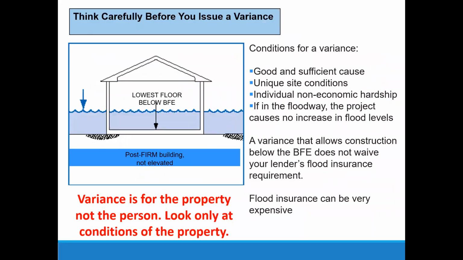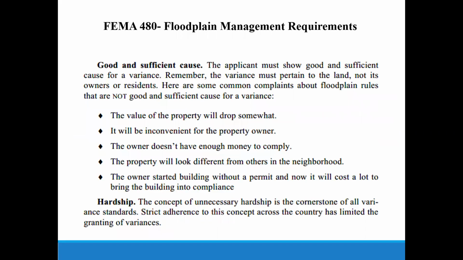And so again, think carefully about variances. I really dislike variances, and I get asked questions all the time. What is good and sufficient cause? And the important thing to think about is that it's for the building and for the land. It's not for the property owner. So anything personal to do with the property owner is not applicable. And so just making sure that your board of appeals understands what good and sufficient cause is.